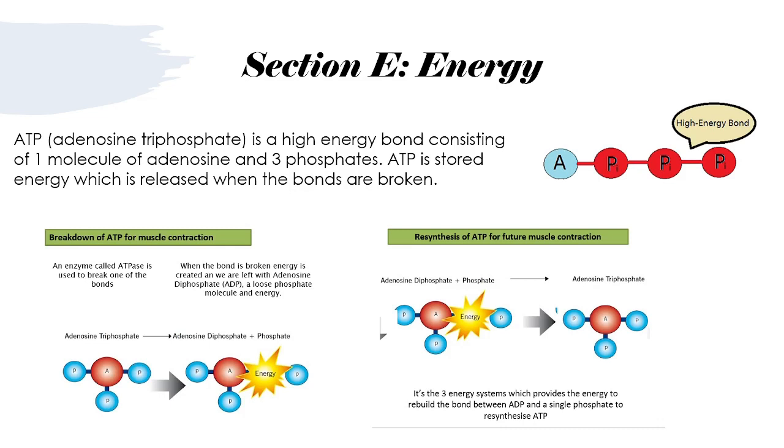Breakdown of ATP: ATPase comes along and breaks one of these bonds, pushing one of the phosphates to the side, producing energy and leaving an ADP, which is adenosine diphosphate. Then if we want to resynthesize this ATP, this phosphate comes back and combines through energy, creating an ATP.